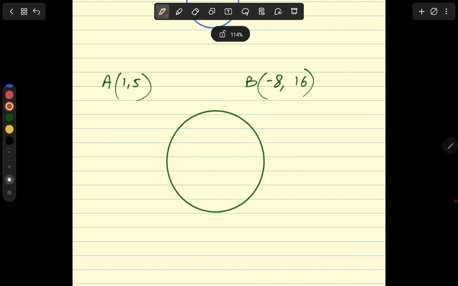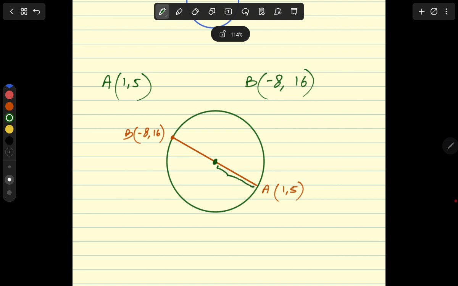Or I can now, because this is minus 8 comma 16, I can draw it like this, okay? So this point right here is B, which is minus 8 comma 16, and this point right here is 1 comma A, which is 1 comma 5. Now, if this is the diameter of a circle, then the center must exist somewhere right here, right? So the midpoint of AB is the center.